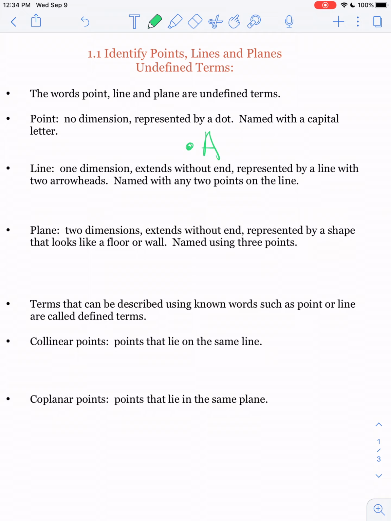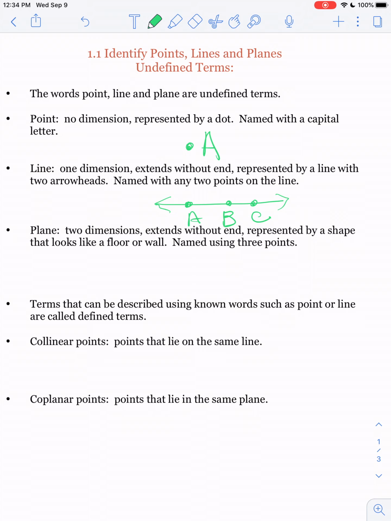Now a line has one dimension. It has length. It extends without end. And in geometry, when we think of a line, it's always a straight line. There's no curvy or wavy line. It's a straight line. It goes on without end. And we draw it like this. And then points on that line, we would draw the dots and put some points on our line. It has an infinite number of points.